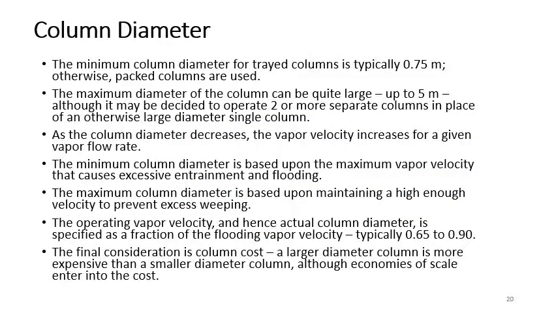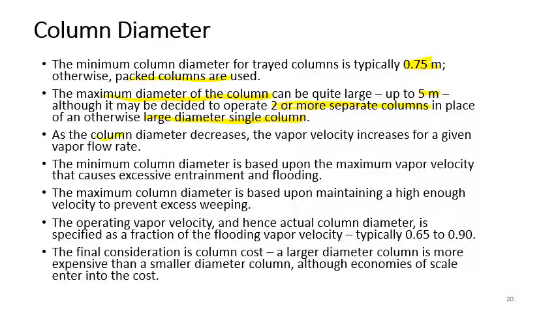Okay, so when you calculate the column diameter, the minimum column diameter for a tray column is typically 0.75 meters. If it is smaller than 0.75 meters, normally a packed column will be used instead of a tray column. If this is the minimum diameter, what would be the maximum diameter of the column? It can be quite large, up to 5 meters. But sometimes if the column diameter is too large, you may want to decide to operate with two or more separate columns in series or in parallel to replace the large diameter of a single column. So what would happen as the column diameter decreases?